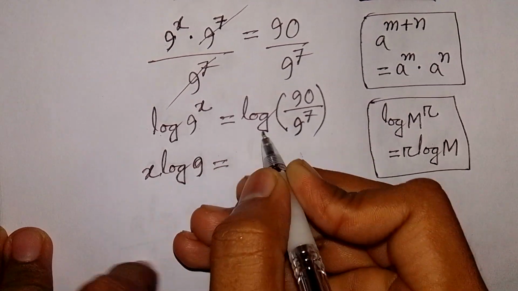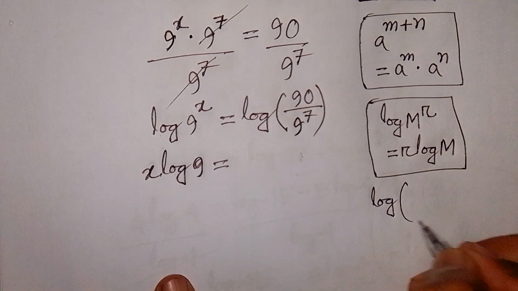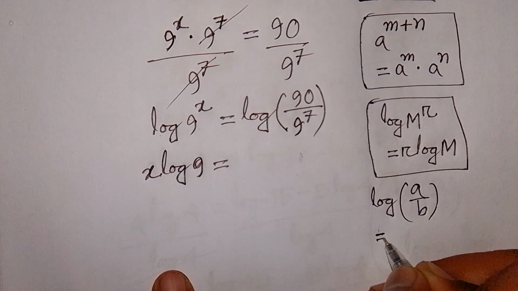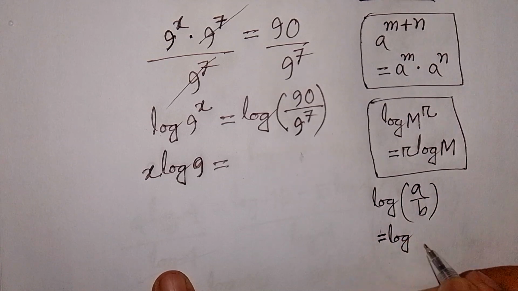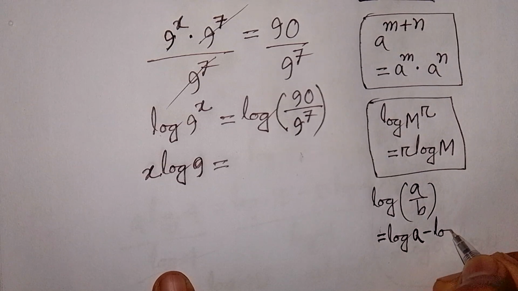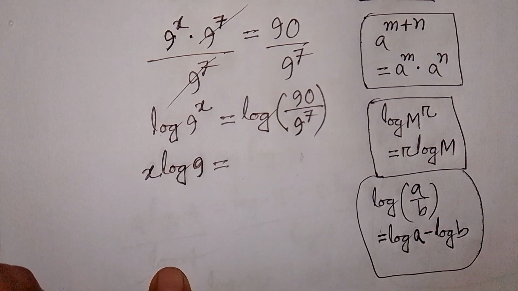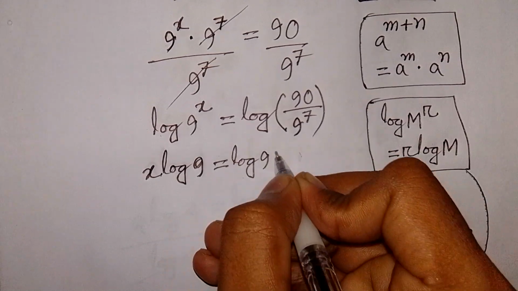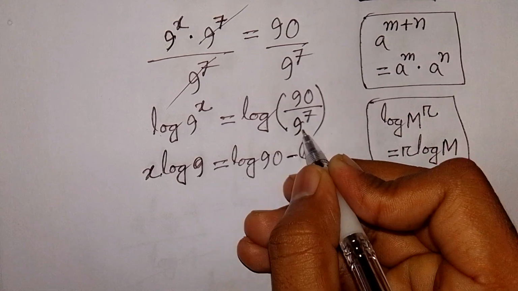is equal to, here we apply this formula, log of a by b is equal to log a minus log b. So it will be log 90 minus log 9 power 7.